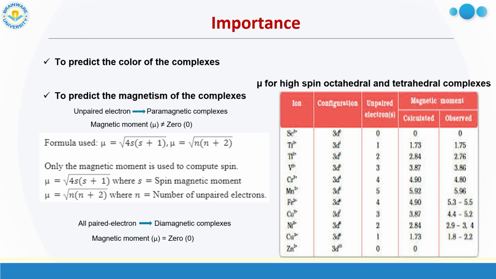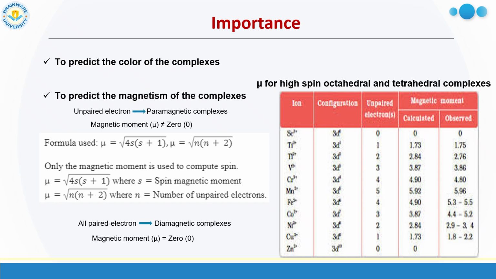Now some complexes are blue, some are green, some are red. Why that difference? That depends on the extent of the CFSE, that is the gap between the T2 and E levels. Depending on that gap, the frequency falls in the green region or red region or blue region. So we can thus explain the color of the complex.